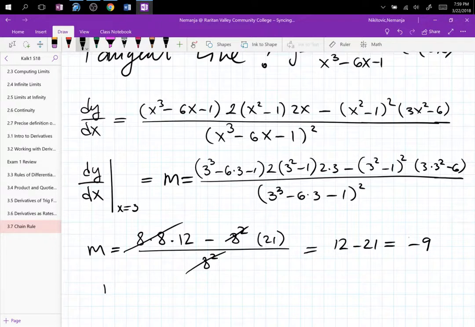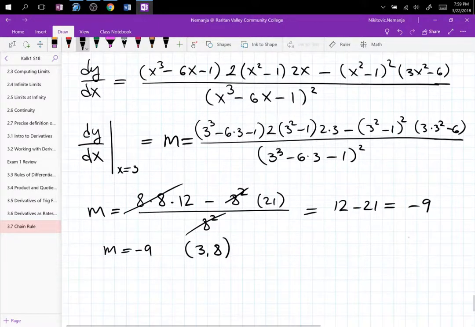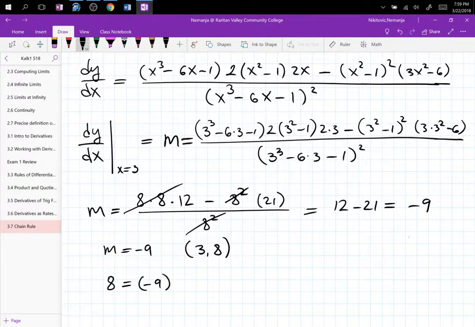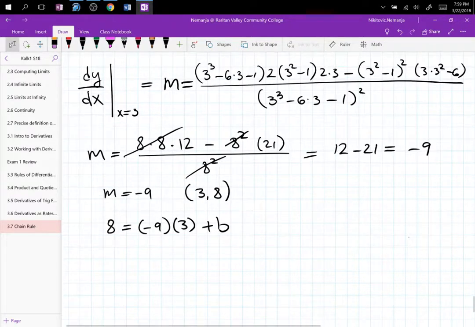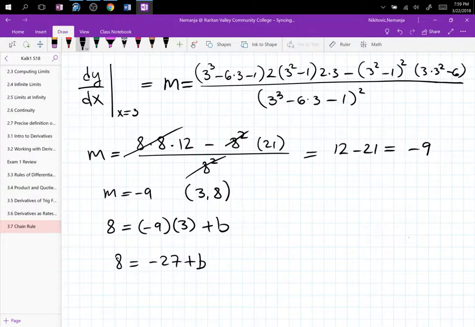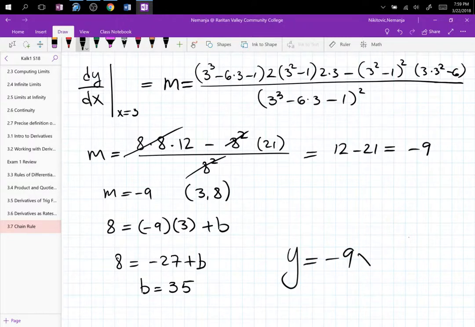So now I have that the slope is negative 9 and the point is (3, 8). Plug everything in. 8 equals negative 9 times 3 plus b. That's 8 equals negative 27 plus b. b equals 35. So the tangent line is y equals negative 9x plus 35.